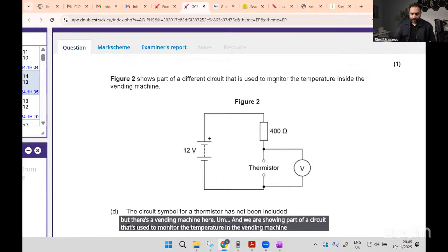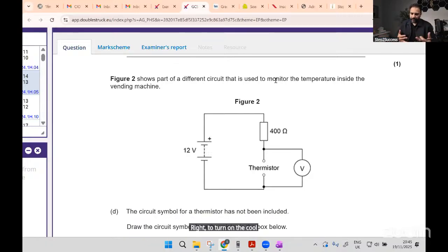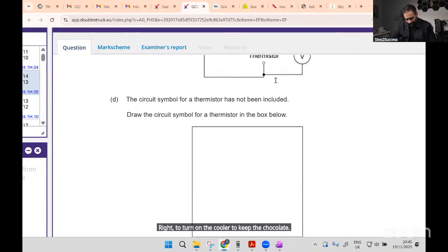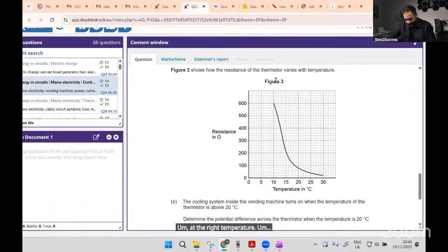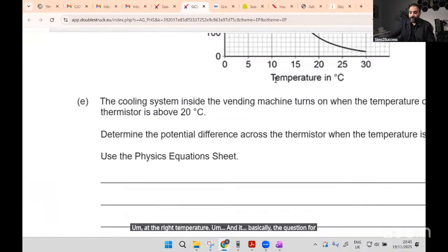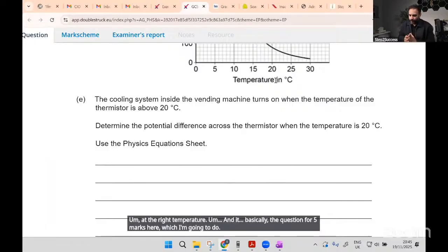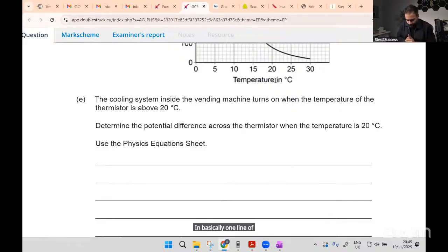The way this vending machine works is that if it gets a bit too hot, it needs to turn on its cooler. It's a bit like a fridge, right? You need to turn on the cooler to keep the chocolate at the right temperature. And the question, for 5 marks here, I'm going to do in basically one line of working out. Okay, so just to prove a point.